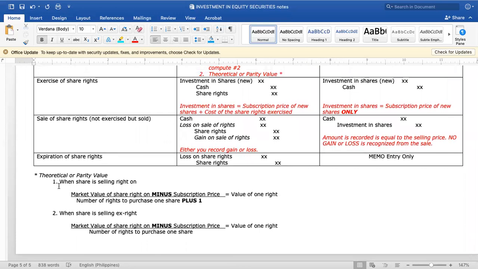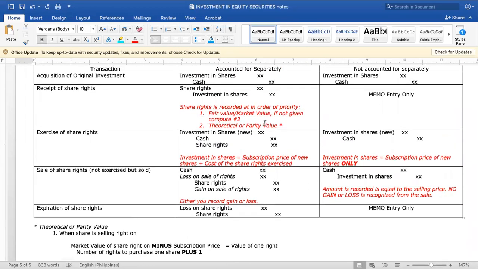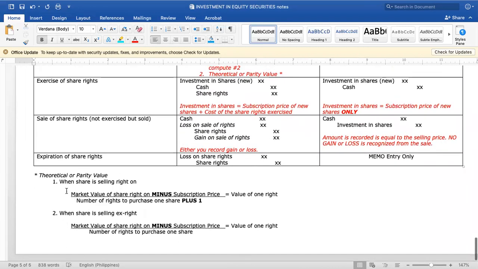It depends on whether the share is selling right on or ex right. When the share is selling right on, how do we compute the parity value of the share rights if the fair value or market value is not given? The numerator is the market value of the share right on minus the subscription price. The subscription price is the price of the new share when you use the rights to buy it.